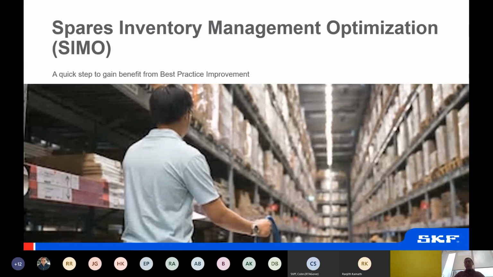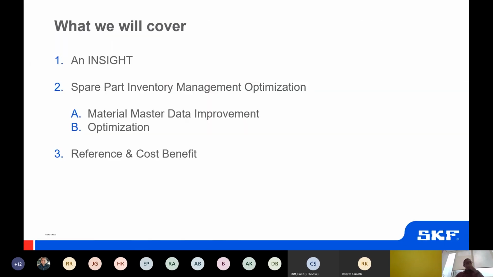Okay, so just to emphasize, this particular webinar, this particular topic, is only talking about the quick steps or the quick areas that you might try within your organization. So this is what we are going to cover.